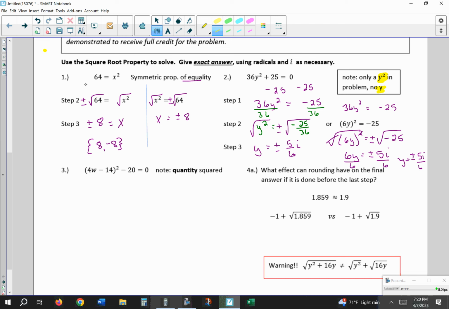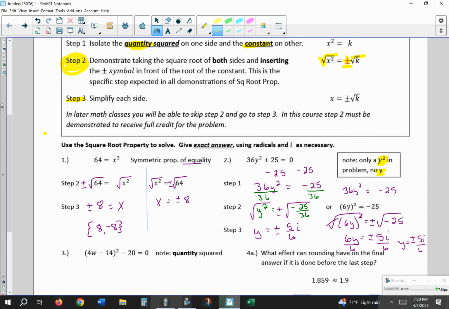Same thing with question 1. It just has an x square. It doesn't have a single x. So when we talk about isolating the quantity square, in both of these, it is just the variable square. There's not a variable to the first power in either of those. That's very, very important for where we're going.